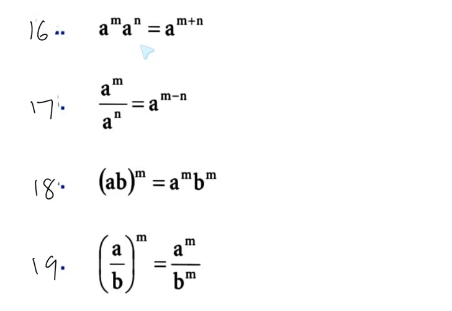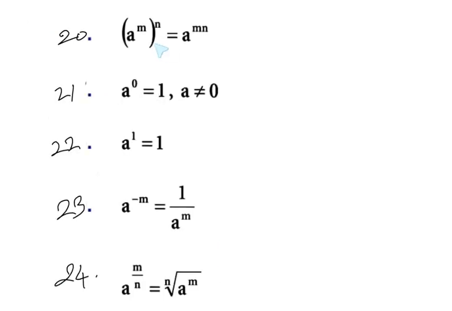a^m into a^n is equal to a^(m+n). a^m by a^n is equal to a^(m-n). (ab)^m equal to a^m into b^m. (a by b)^m equal to a^m by b^m. (a^m)^n is equal to a^(m into n). a^0 equal to 1 where a is not equal to 0. a^1 equal to a. a^(-m) is equal to 1 by a^m. a^(m by n) is equal to nth root of a^m.